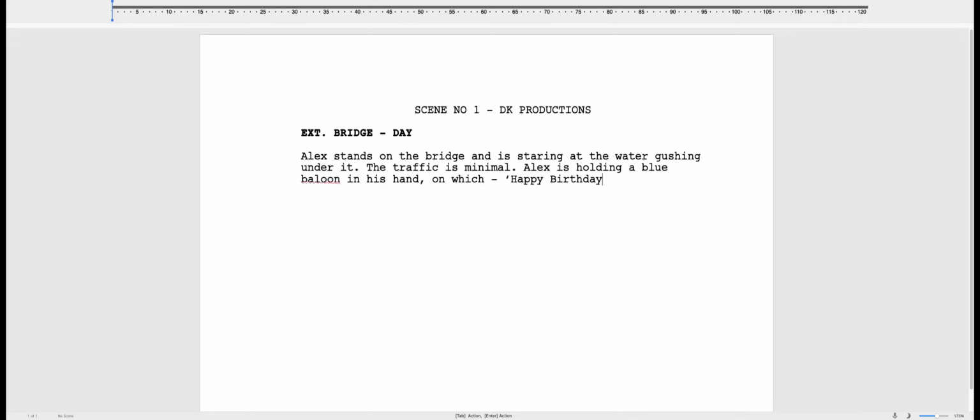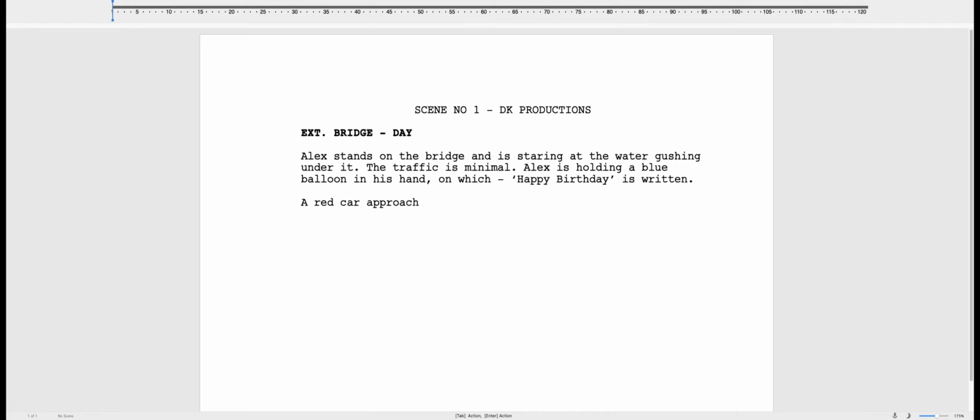So Alex is standing on a bridge. It's daytime and there is water gushing under that bridge. And the traffic on the bridge is minimal. That means there is a scope for a lot of things to happen. There is not much traffic. And there is a balloon that Alex is holding which has happy birthday written on it. See, there is so much description you have already given.